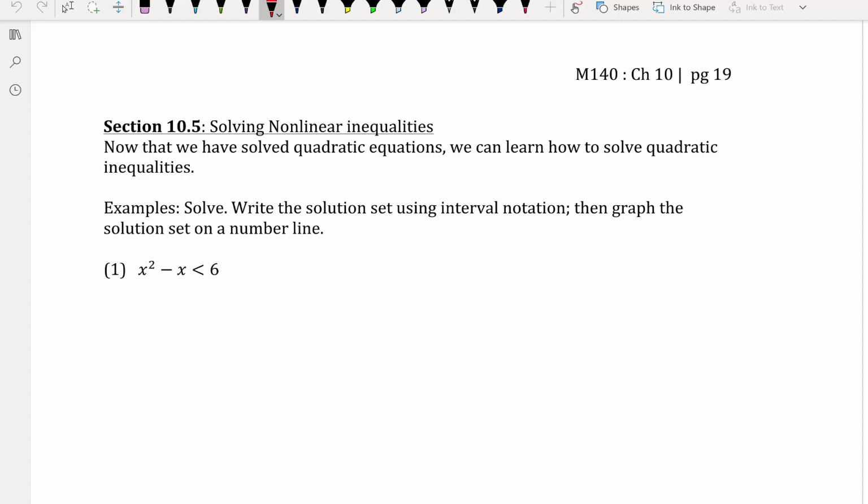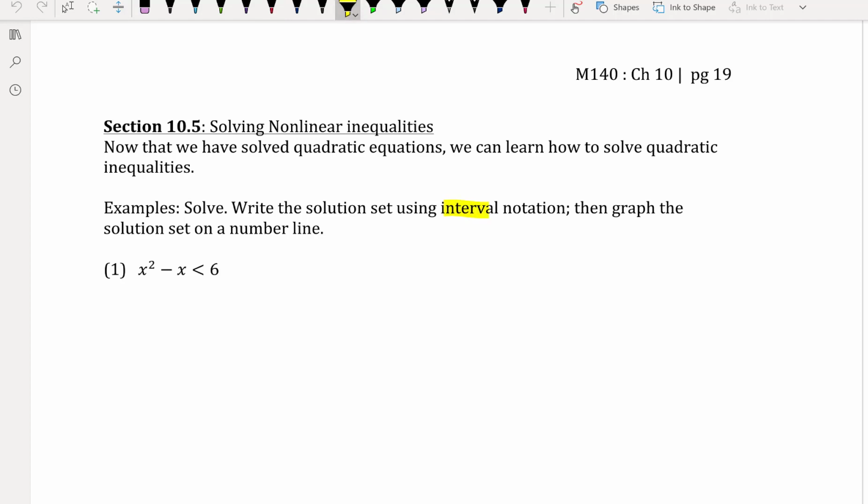We will pick up on page 19, which is section 10.5, Solving Nonlinear Inequalities. So now that we have some practice solving quadratic equations, now we can learn how to solve quadratic inequalities. So for example, it says solve. Write the solution set using interval notation, then graph the solution set on a number line.